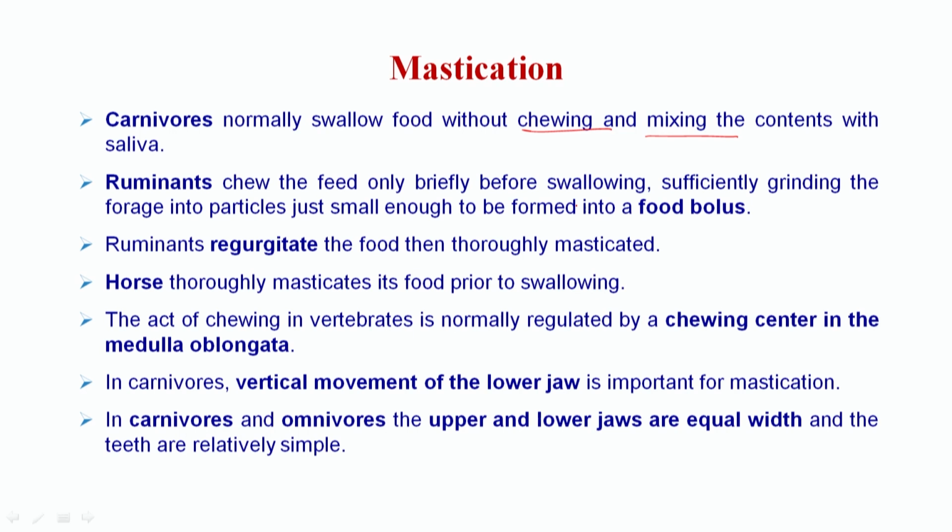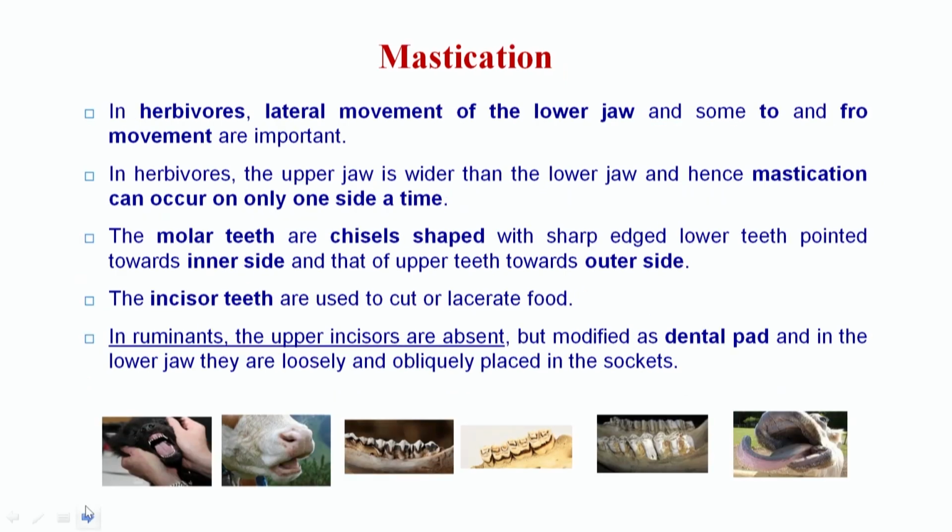In carnivores, vertical movement of the jaw occurs while they are chewing the food. In herbivores, lateral movement of the jaw occurs while chewing. In herbivores, the upper jaw is wider than the lower jaw, hence mastication can occur on only one side at a time. So this is important in ruminants: the upper and lower jaw sizes are different, so that mastication takes place on only one side at a time.